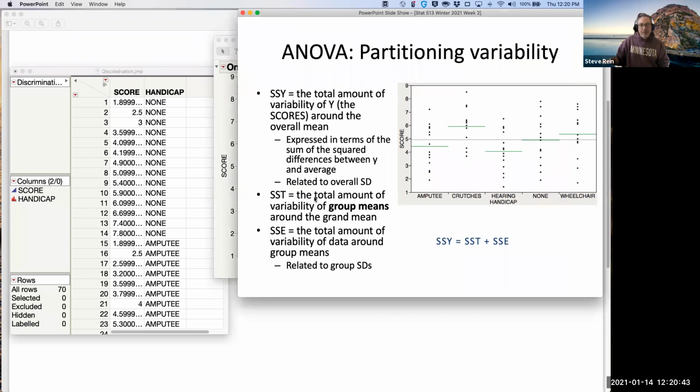There's a total amount of variability, SSY. SSY is the total amount of variability. That's the way our book refers to it. There are other names that we could give that. SS total is one that I will sometimes use. And then there's a variability between the treatment groups. And then there's error of the data points relative to the group means.